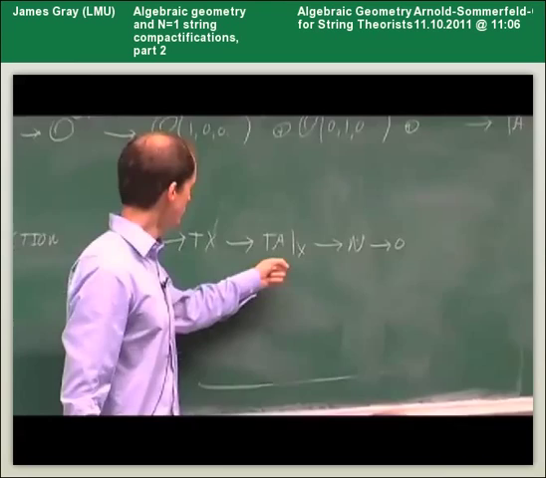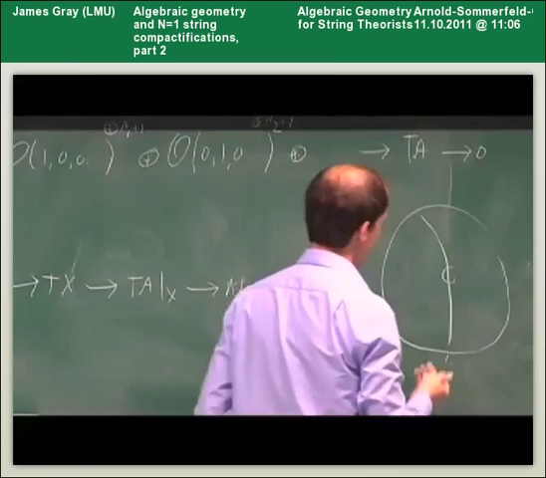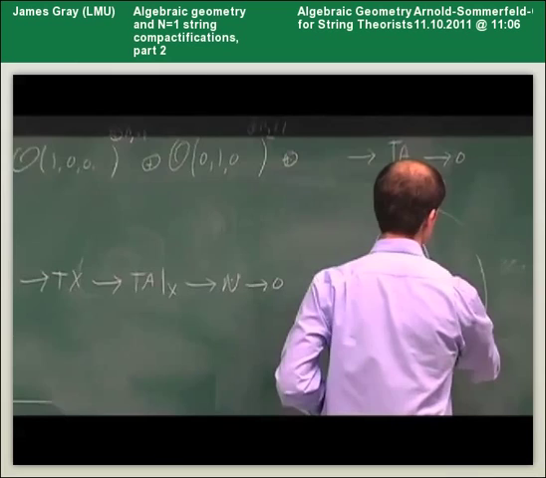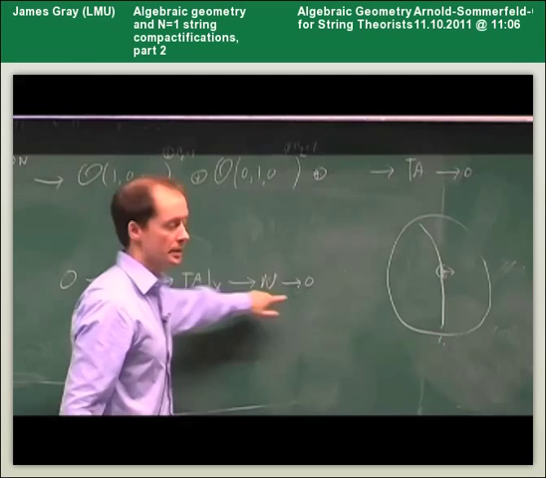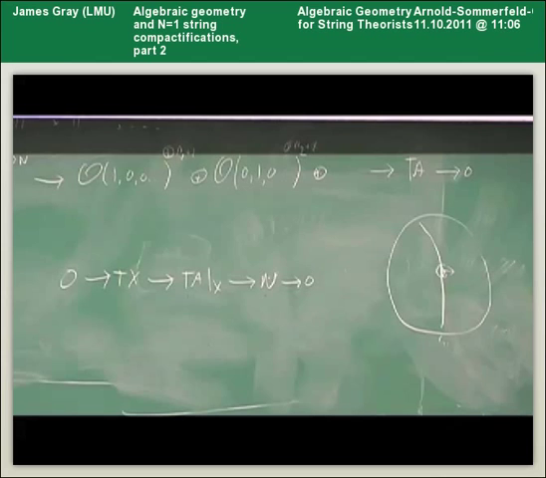What this means fiber-wise is that the tangent bundle of the ambient space restricted to the Calabi-Yau has two types of vector in it. It has a vector that's tangent to the Calabi-Yau and a vector that's normal to the Calabi-Yau. This is the normal bundle. It's in the sequence rather than the direct sum because as you move around the Calabi-Yau, these things get mixed up in weird ways. But nevertheless, there's a short exact sequence that defines the tangent bundle of the Calabi-Yau in terms of the tangent bundle of the ambient space.